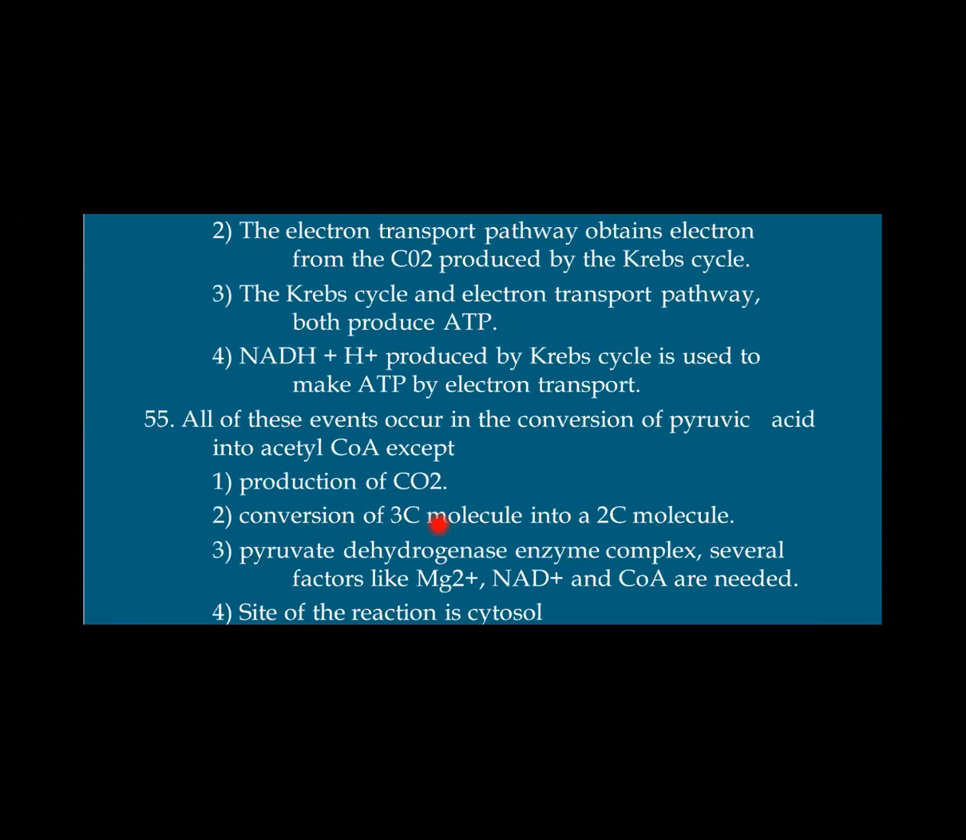Next question, all of these events occur in the conversion of pyruvic acid to acetyl-CoA except. Production of carbon dioxide, does it occur? Yes, production of CO2 occurs. Conversion of 3C molecule into 2C molecule, yes, definitely. Pyruvate dehydrogenase enzyme complex requires several factors like magnesium ions, NAD plus, coenzyme A. Yes, 100%, this statement is right, because PDH enzyme requires magnesium ions, it requires coenzyme NAD because NADH is produced there, and it also requires coenzyme A.